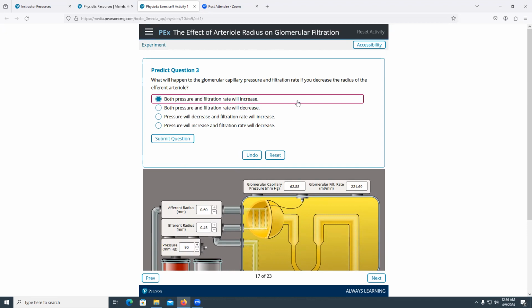So now there is an inverse relationship between glomerular filtration pressure and filtration rate with the efferent arteriole. If I decrease the radius of the efferent arteriole, I increase the pressure and filtration rate. And if I increase the efferent arteriole radius, I will drop the pressure and filtration. But for the afferent arteriole, it's not an inverse, it's a direct relationship. I increase the afferent arteriole, then the pressure and filtration will increase. And if I decrease the afferent arteriole radius, then the pressure and filtration will drop.